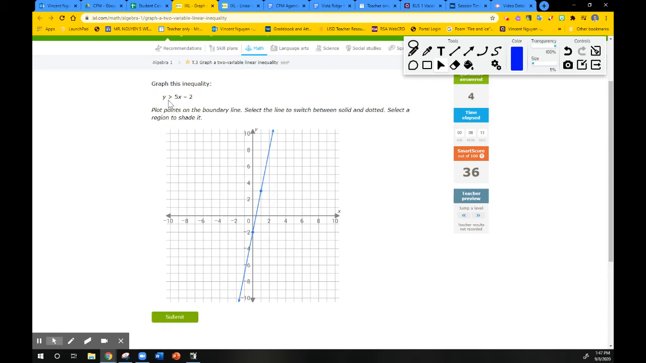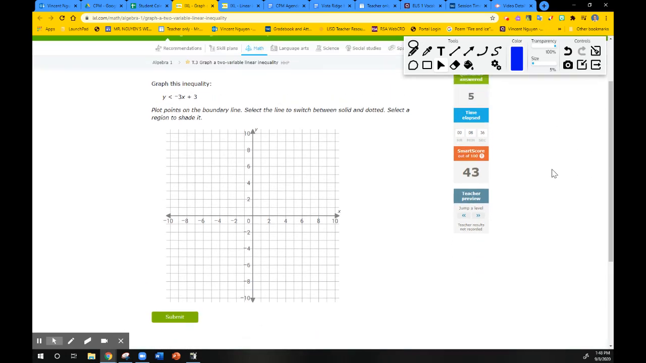And then my line is actually going to be broken because I have no equal sign. So I'm going to click on the line just to get it broken. And now I am greater than. Y is greater than, so I'm going to be shading above. This side is above right here, 2, 4, 6. So all of this is above. So I'm going to click on this side to shade above. This means greater than. And then submit.